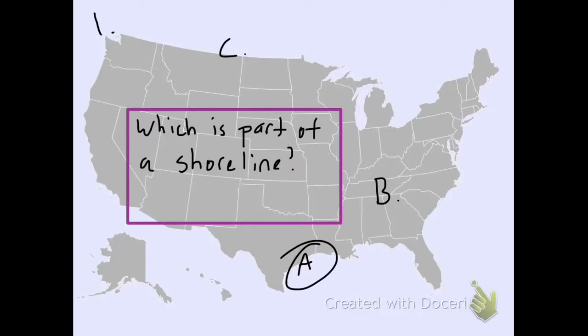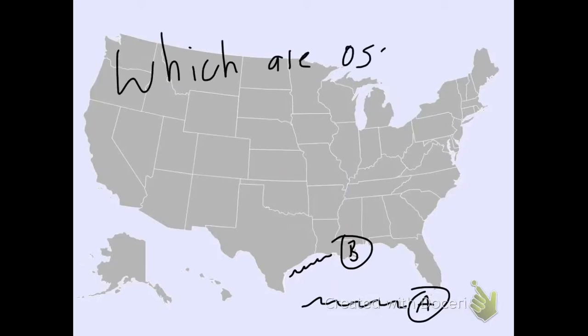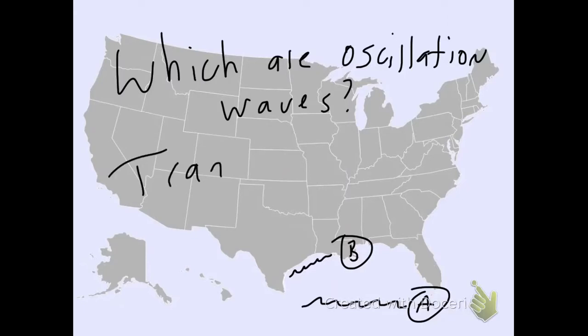Okay, this one's pretty obvious because A is the only one next to the coast. So what I've done now is that I've drawn a couple of types of waves. One is out there in pretty deep water, and one of them is snuggled up to the coastline or to the shoreline. So between A and B in this picture, which are actually oscillation waves? Okay, that's A. And which are translational waves? Well, this obviously is B.